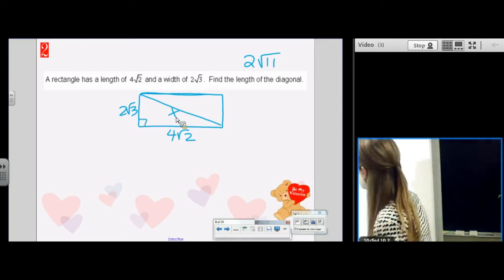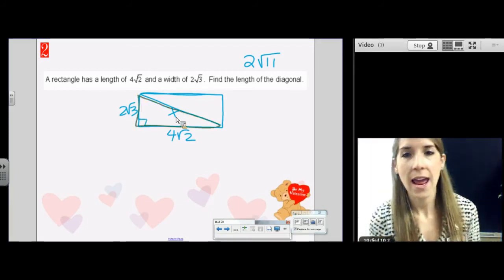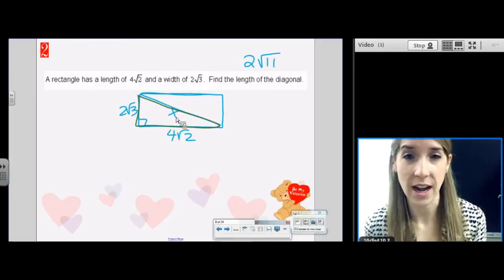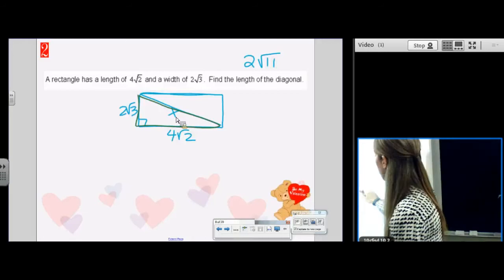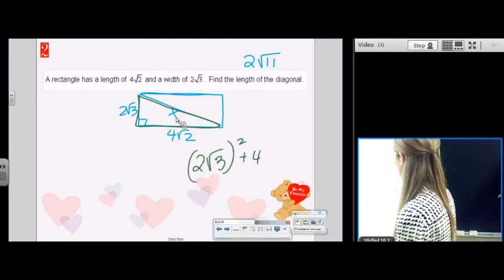We definitely have a right triangle here. And we don't know the angles. I don't know if it's 45, 45, 90. I don't know if it's 30, 60, 90. It's actually neither of those. So when it's neither, then we need to employ good old Pythagorean theorem.